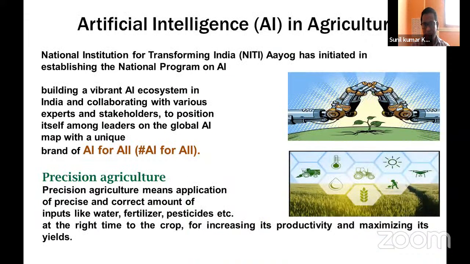Artificial intelligence is coming as a future for farming itself, building everything on precision farming. And presently the ICAR has also initiated the national program on AI to strengthen our farming community and to use every sort of input with minimal wastage, and that can be used for strengthening our farming community.